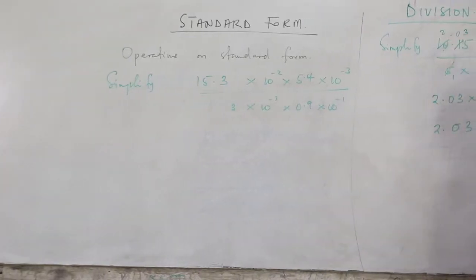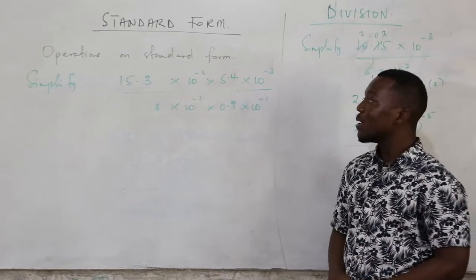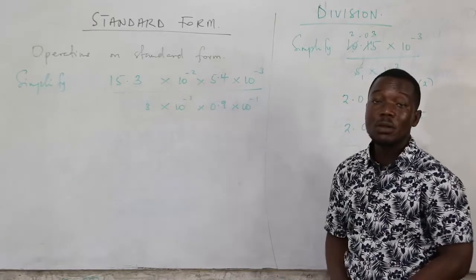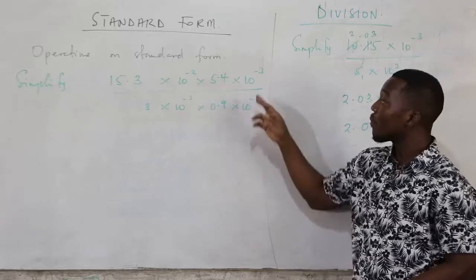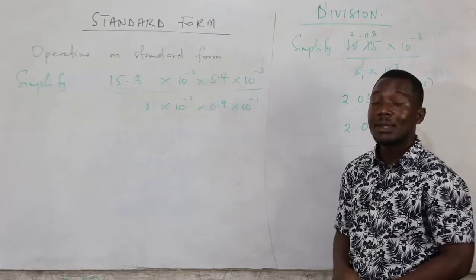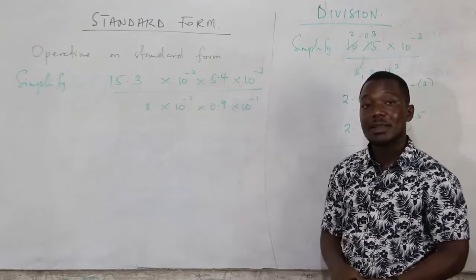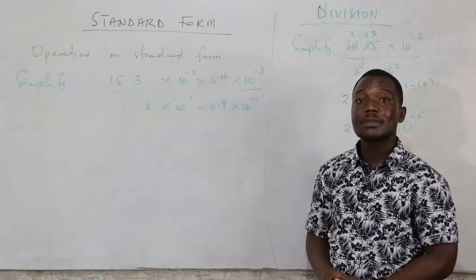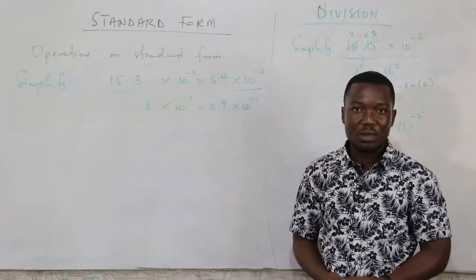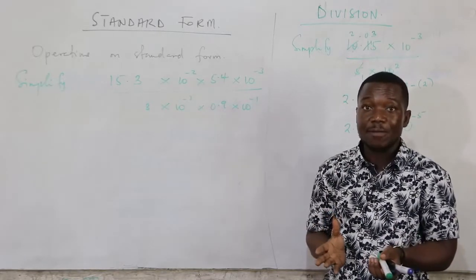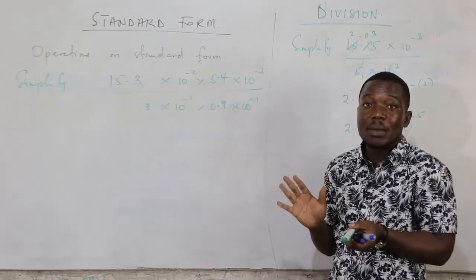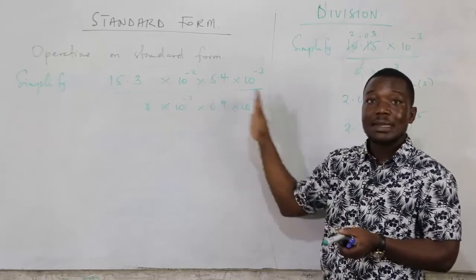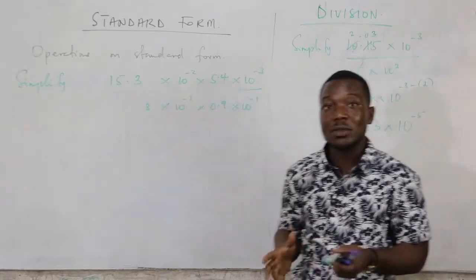Okay, so here we have 15.3 times 10 raised to the power negative 2, 5.4 times 10 raised to the power minus 3, all being divided by 3 times 10 raised to the power negative 3, 0.9 times 10 raised to the power negative 1. If you want this work to be very easier for you, I would like to group all these numbers to one side, and then the 10 raised to the power to the other side, and then we'll solve.